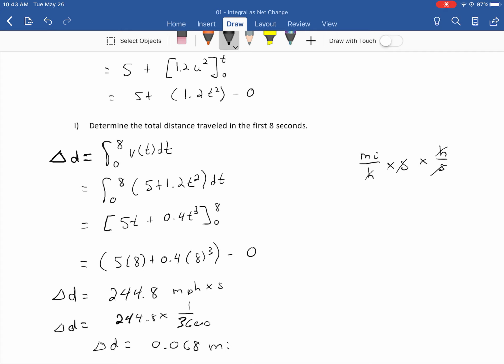But again, that little detail, if you're not going into physics, that's not really something you're going to face all the time. And if you are going into physics, just follow through on the measurement conversion there. So delta D is 0.068 miles there.